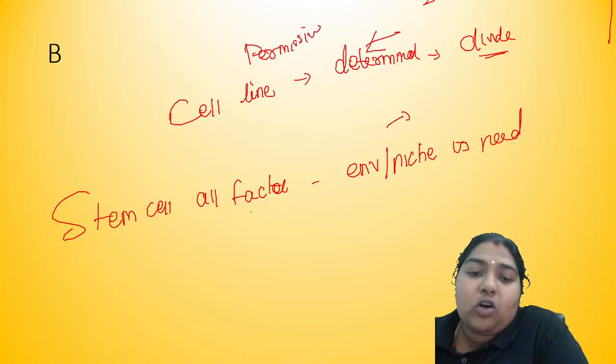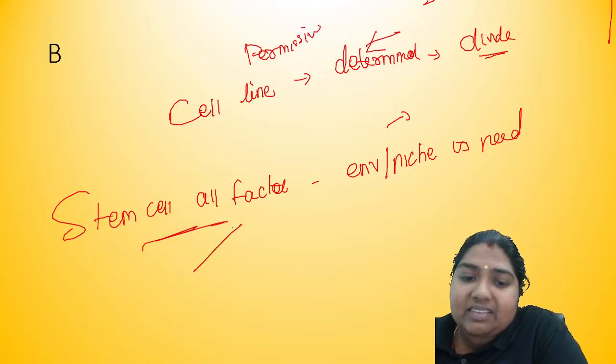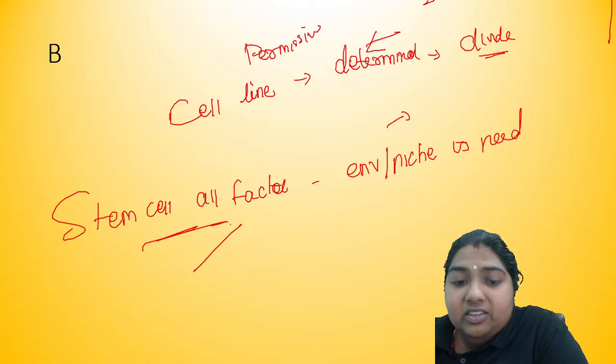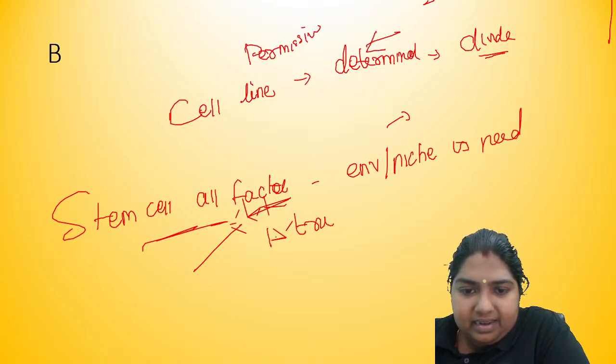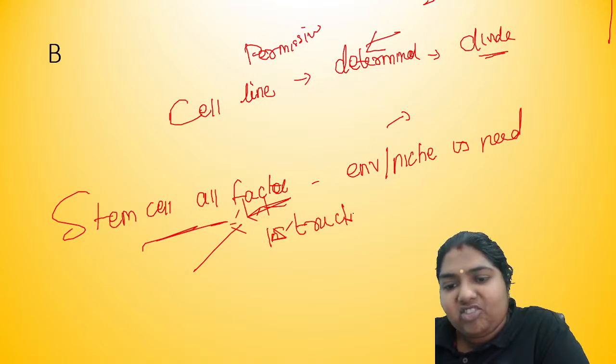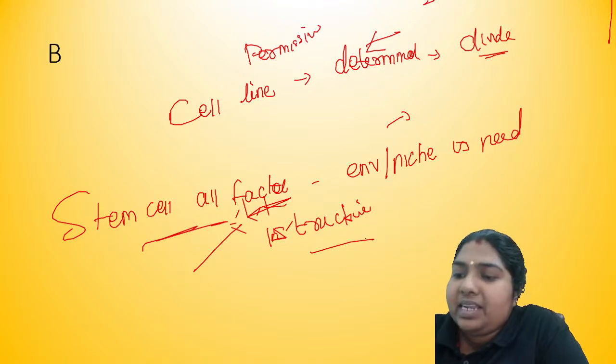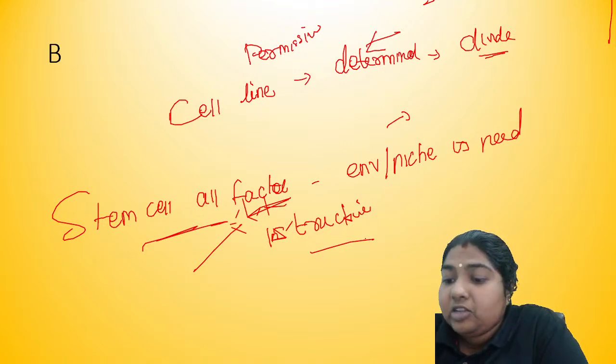But as far as the stem cell, all the factors are there, so it is going to be your instructive. Am I clear? The signal is not there. Instructive interaction, so what do you mean by instructive interaction? Instructive interaction means it is going to give the instruction from within. So which is going to give this instructive interaction?